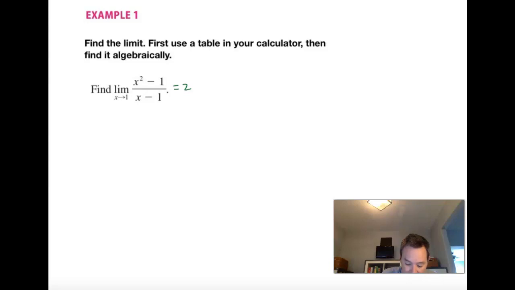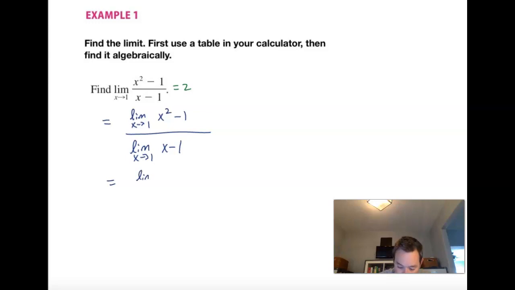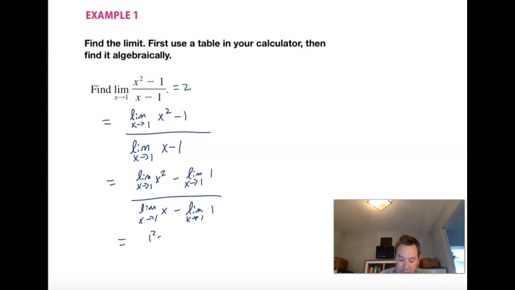So now let's try and use some algebra to do it. If I just tried to use the limit laws that I had from the last section, I would start out this way, right? I would make this a quotient of limits, and then we would break it up into smaller pieces. So I would have the limit as x approaches 1 of x squared minus the limit as x approaches 1 of 1, over the limit as x approaches 1 of x minus the limit as x approaches 1 of 1. And that would leave me with 1 squared minus 1 over 1 minus 1, which is 0 over 0, which is undefined. So that doesn't get me a limit. Specifically, it doesn't give me a limit of 2, which is what we kind of saw in our calculator.